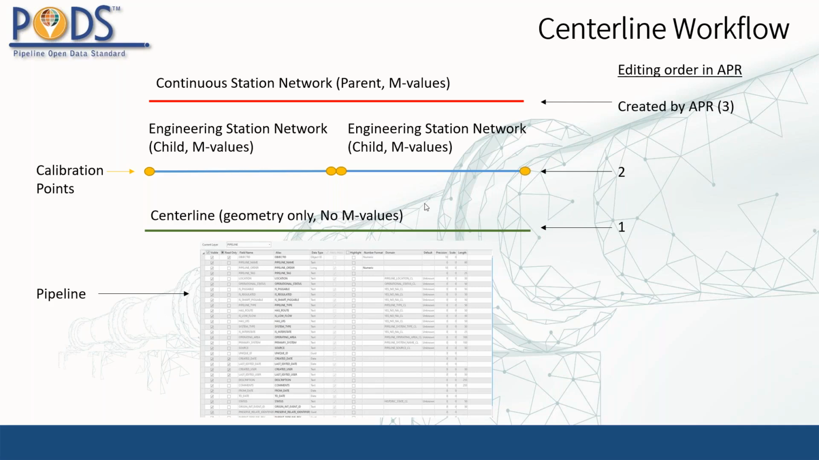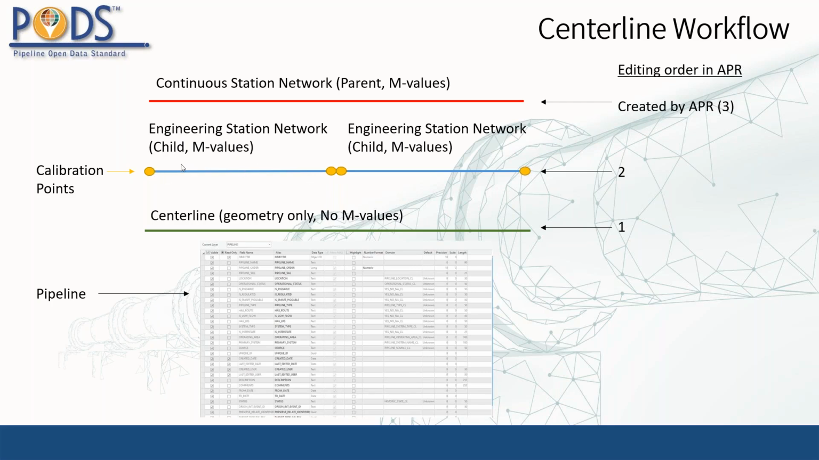So here you have a center line, which, again, has no M values. It's just a feature class. Like if you were to create a feature class in ArcMap or Pro and not give it M values, maybe only give it X, Y, or something, this is what you have here. Then you have your engineering station network feature class, which behaves like a child, right?